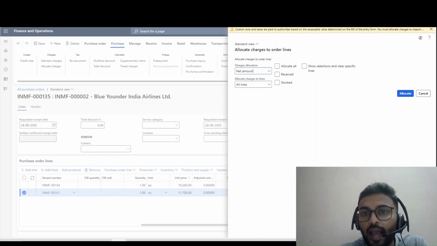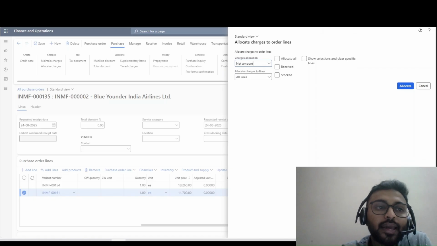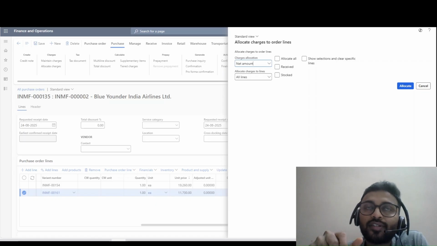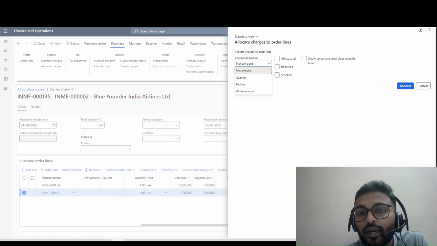So I have a different option to allocate my header level charges into the line level charges. There are two options: either I directly add charges into the lines, or I add the charges at the header level and allocate them into the line level. So what I'm doing, there is a different option of charges allocation.